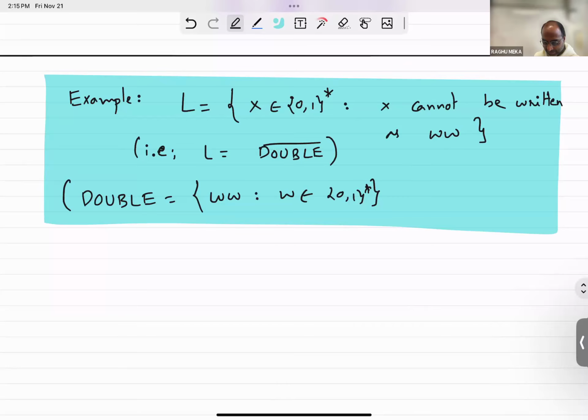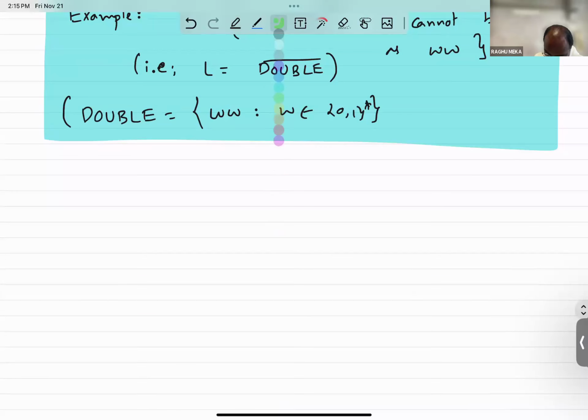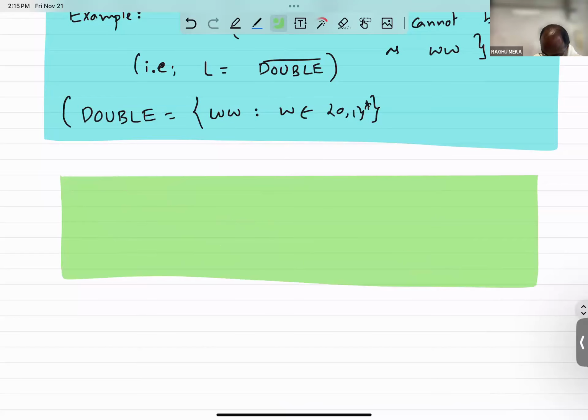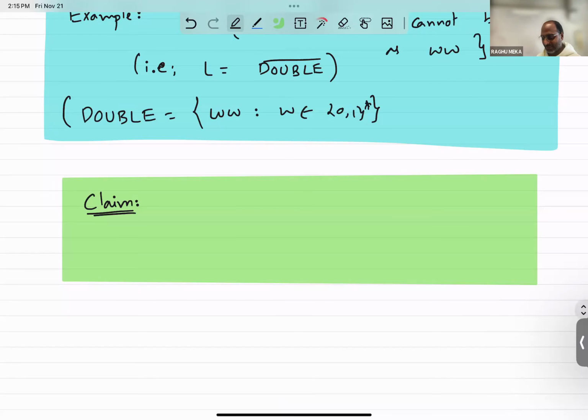Okay. And my claim is, and this is a bit tricky, so we'll work towards it a little bit slowly. And then hopefully it'll be clear why. What do we learn from these examples? There is a message behind it, so let's work through this first. Claim: double complement is context free. Okay, meaning there is a grammar which can generate exactly those strings which cannot be written as a string repeated twice.